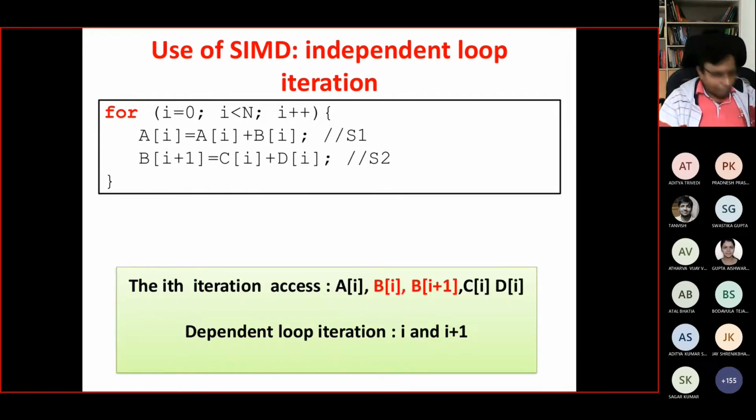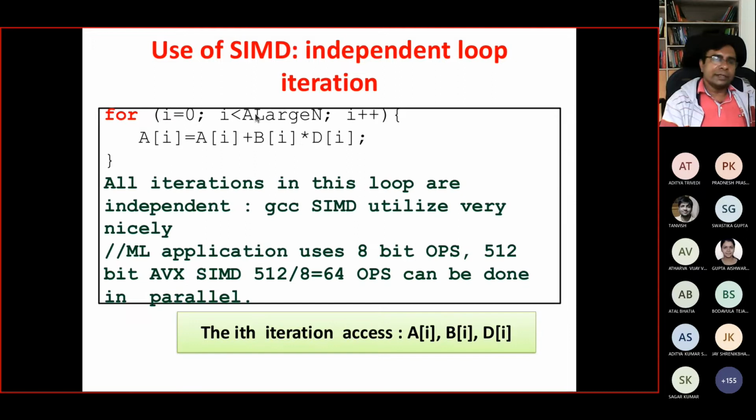So I am showing one more code. Now it is time 3:56, but let me show you one more code. If you look at this code, in the ith iteration, a[i] is getting accessed, b[i] is getting accessed, d[i] is getting accessed. You can see this code is very well parallelized. It can be parallelized very nicely.